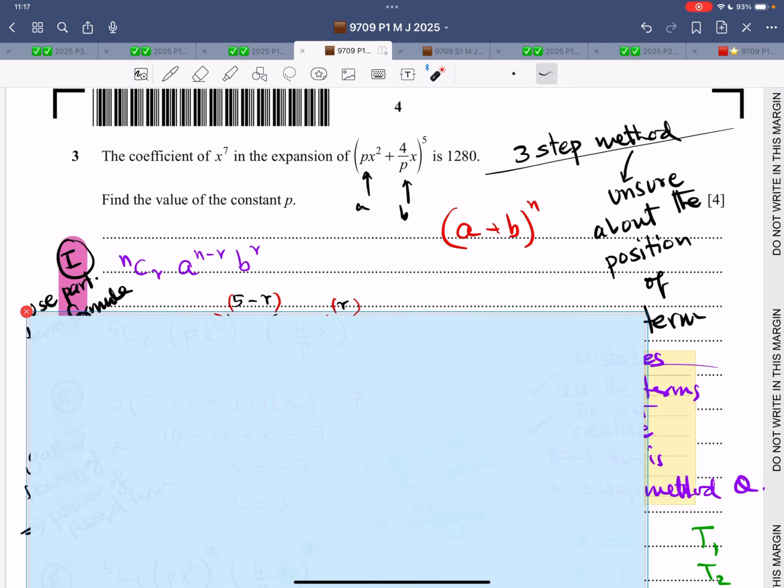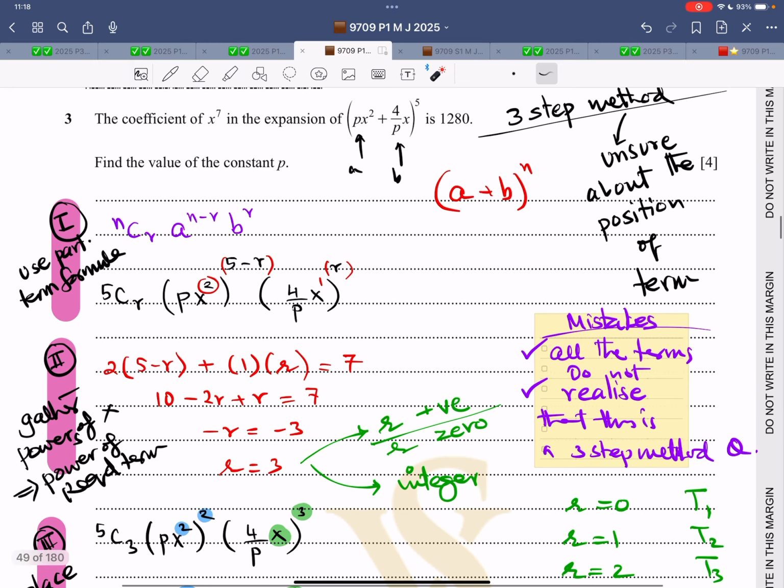So now when we apply the 3-step method, why do we apply it? We apply it because we are unsure about the position of the term. There are 6 terms. Yes, there is one strategy. Just find all the 6 terms and you will find the relevant one. But what if the power was 15 instead of 5? Then you are stuck. So now this 3-step method is always there.